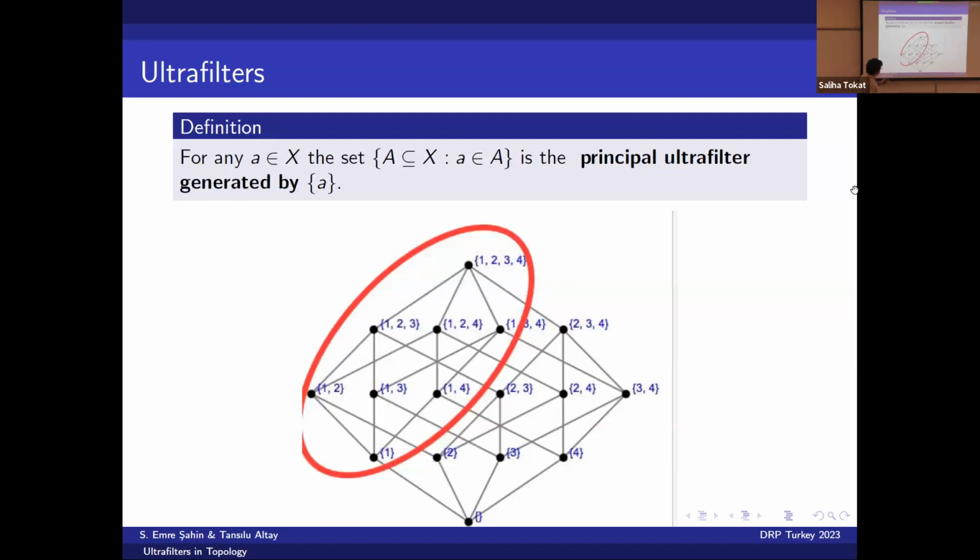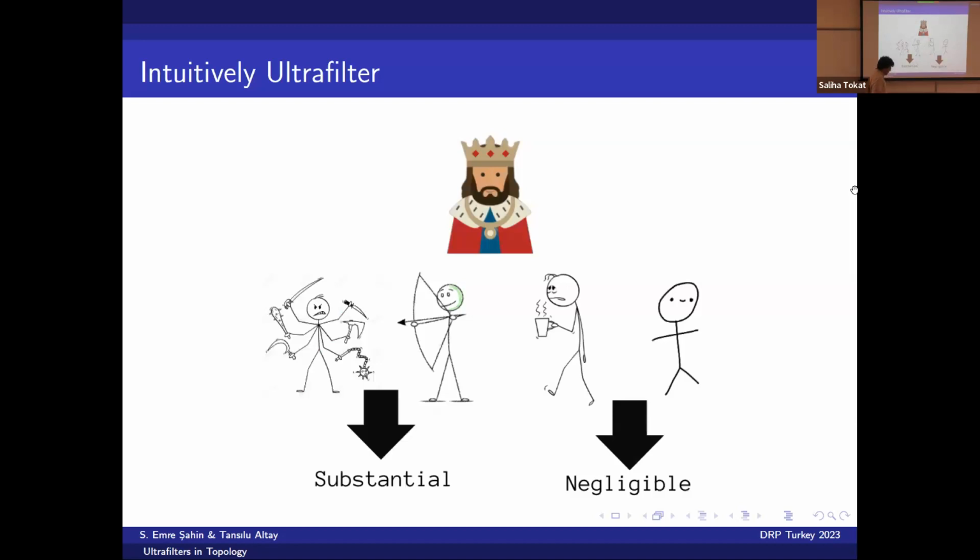Let's look at the definition of a principal ultrafilter. Every set in the ultrafilter consists of sets containing a single element. For example, this ultrafilter is generated by the element 1: all these sets contain 1. Then you can see that this is a principal ultrafilter, and we say this principal ultrafilter is generated by 1.